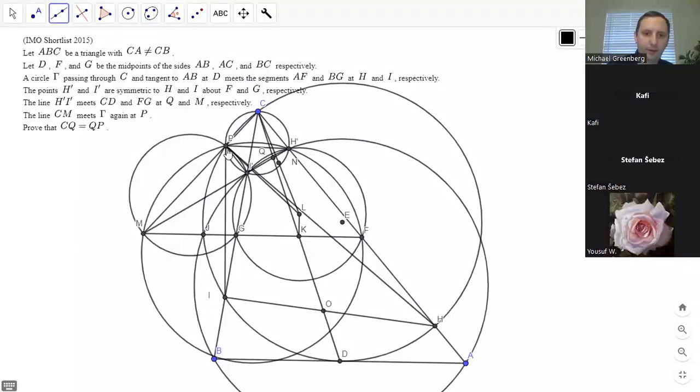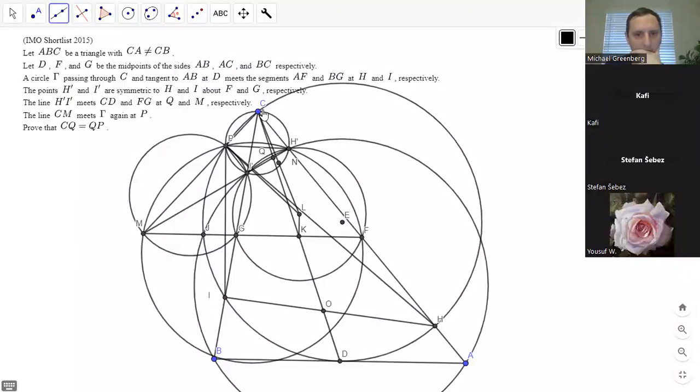so I wonder if we have a spiral similarity that takes I prime from H prime to I H. I wonder what it takes Q to and C to. Yeah, it's tricky.